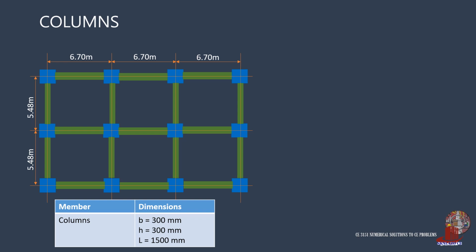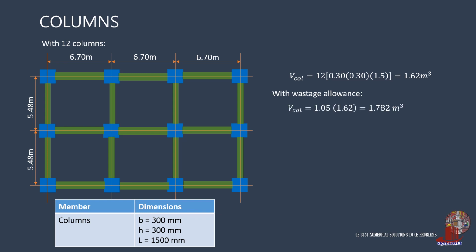Start with columns. The framework has 12 of them. The volume of columns can be readily solved as 12 units times 0.3 by 0.3 width times the length of 1.5 meters, resulting to 1.62 cubic meters. By adding the wastage allowance of 5%, we get the column volume as 1.782 cubic meters. We use 5% as we are estimating columns, which are poured in forms.